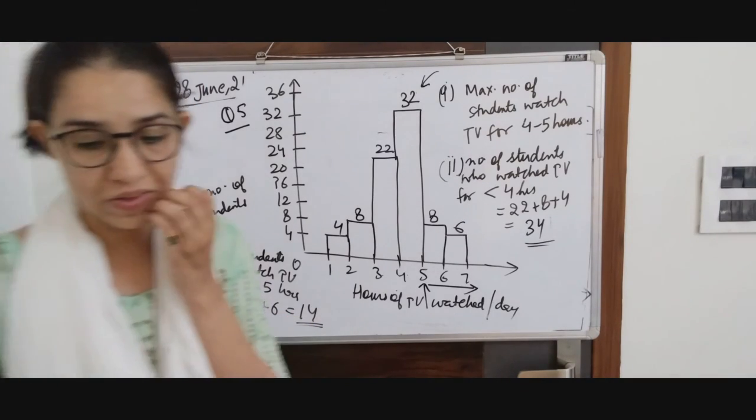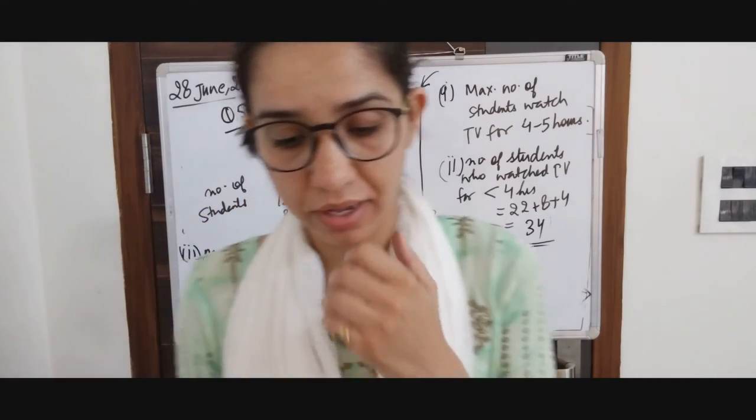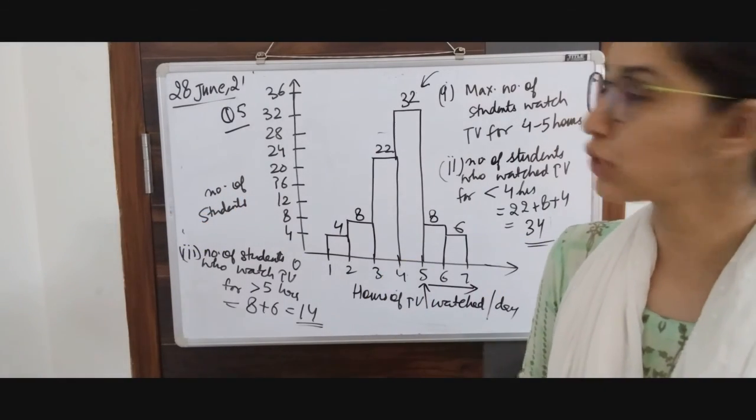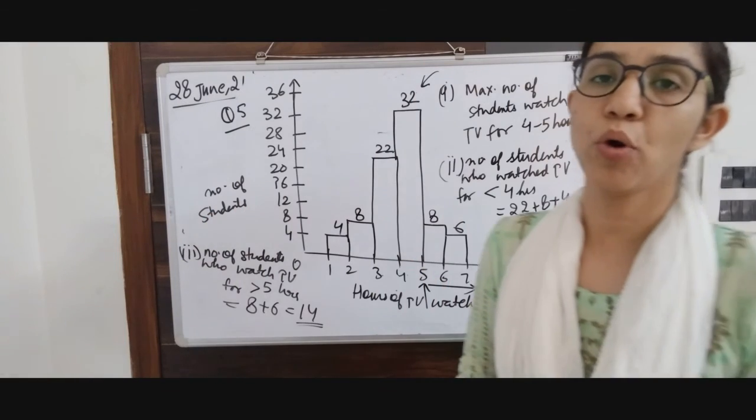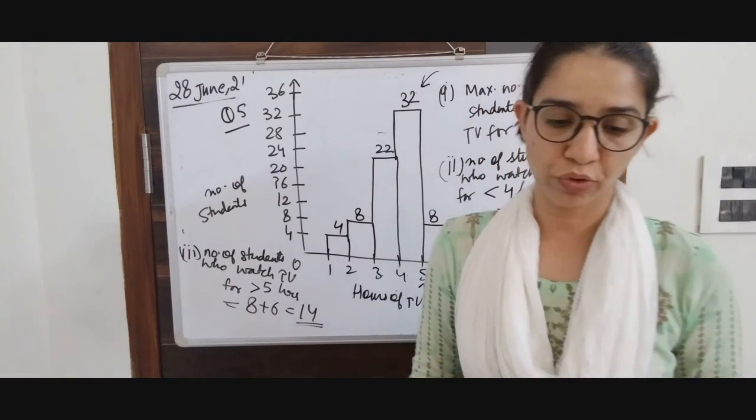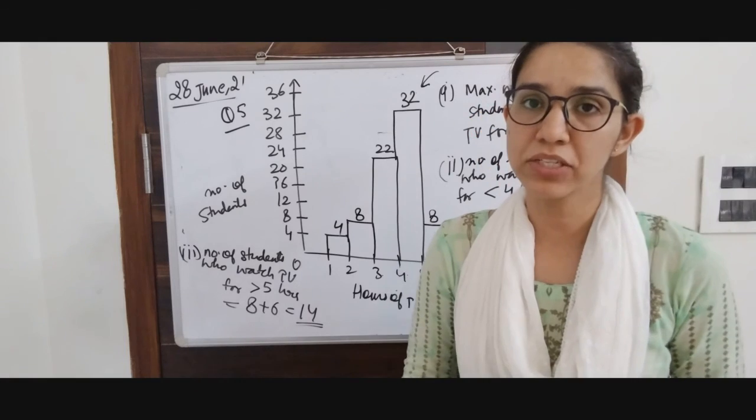So with this we have completed our exercise 5.1 and this will be all for today. In the next class we are going to study about circle graph or pie chart.